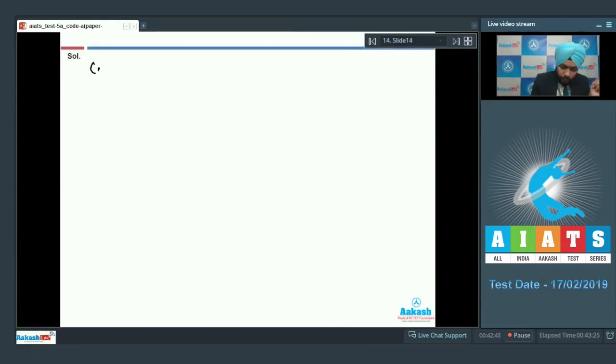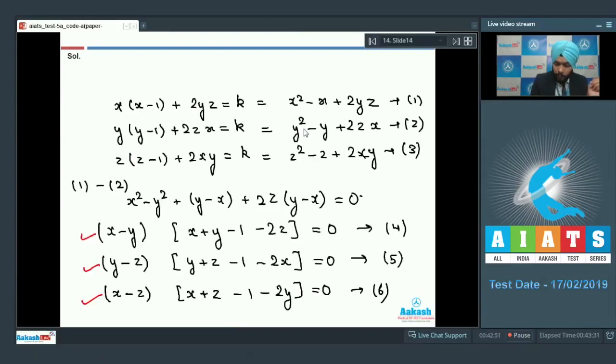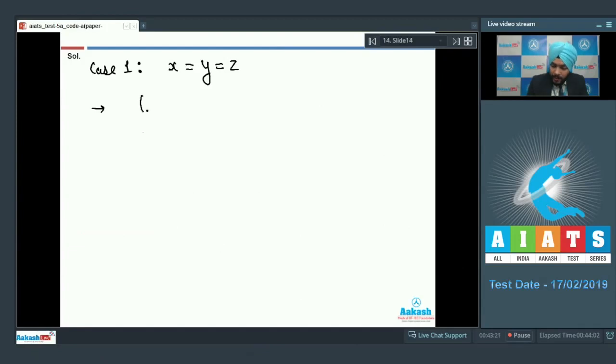So case 1, x equals y equals z. You'll get the ordered pair x minus y, y minus z, z minus x as 0, 0, 0. This is the first solution.